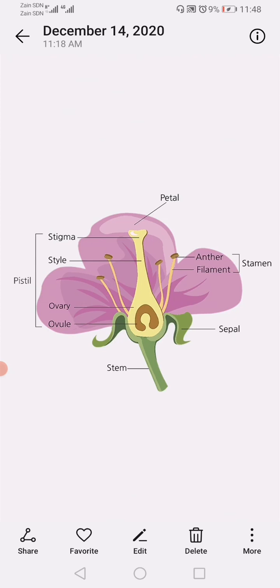Some flowers have only the male reproductive part, and some flowers have only the female reproductive part. And there is a flower that has both of them, the male reproductive organ and the female reproductive organ, and this type of flower is called a perfect flower. Okay, what is a perfect flower? This is a flower that has the male reproductive part and the female reproductive part.